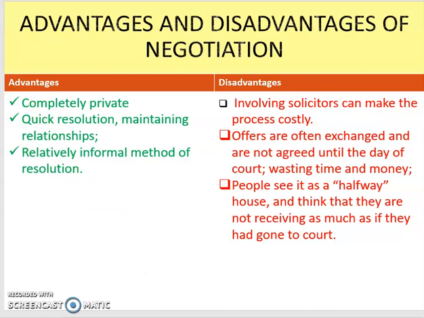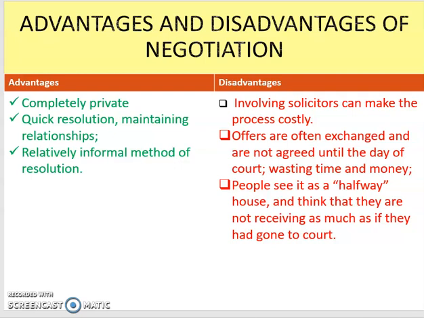Disadvantages then, and as I've just mentioned, sometimes parties will employ solicitors to act on their behalf, to negotiate on their behalf. And as soon as you start doing that, that can make the process very costly. We did talk last time about the fact that if solicitors are used and there's negotiation in that way, lots of cases will be settled out of court.